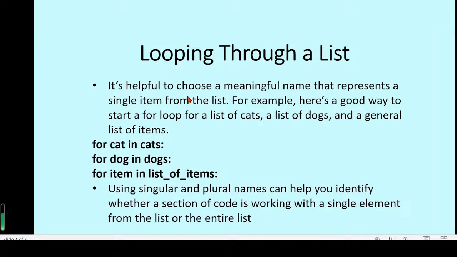It is helpful to choose a meaningful name that represents a single item from the list. For example, here's a good way to start a for loop for a list of cats, a list of dogs, and a general list of items. We can write, for example, for cat in cats, for dog in dogs, or for item in list_of_items. Using singular and plural names can help you identify whether a section of code is working with a single element from the list or the entire list.